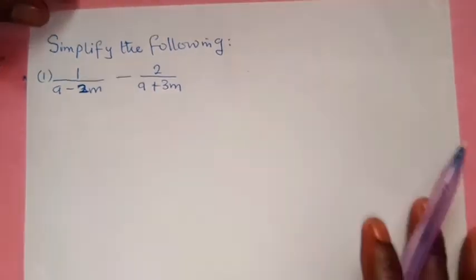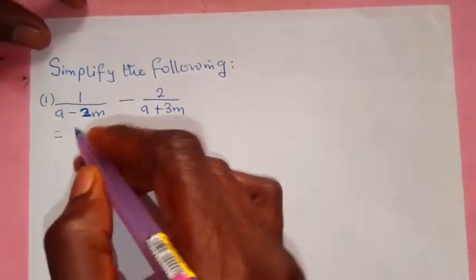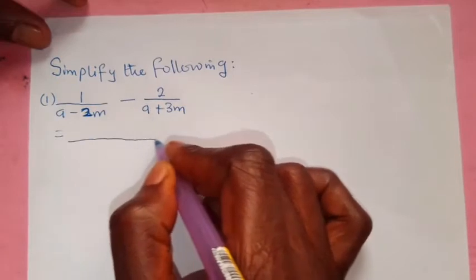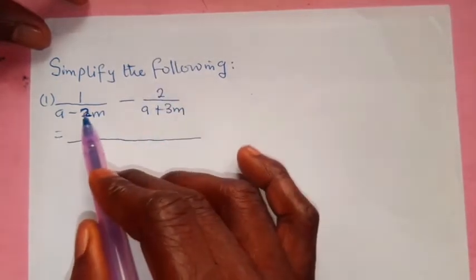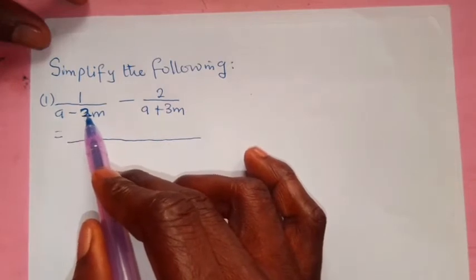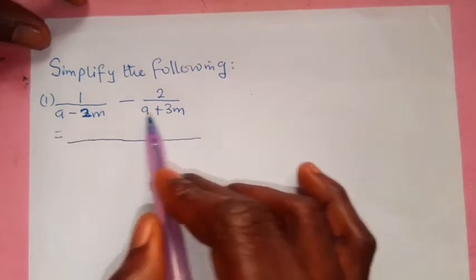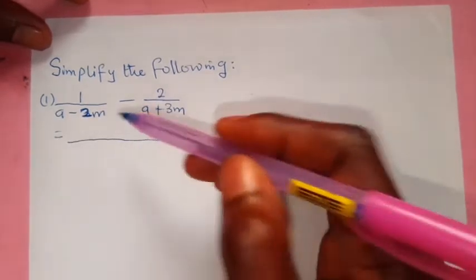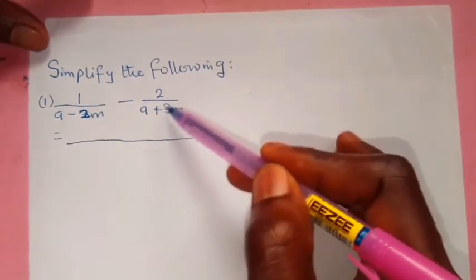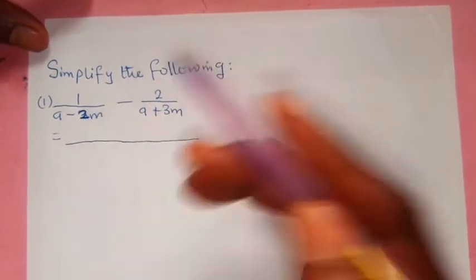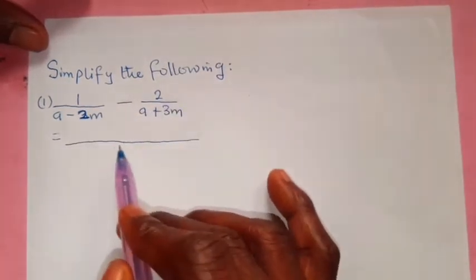Now, to solve this problem, the very first thing you do is to put your equals to sign and then rule a line. The purpose of this line is that we are going to take the denominators a minus 2m and a plus 3m and look for their LCM. Since this is an algebraic fraction, we are going to solve it like your normal fraction. Since we have two denominators, we'll look for a common denominator and write it here.